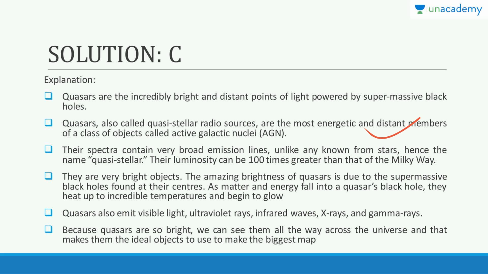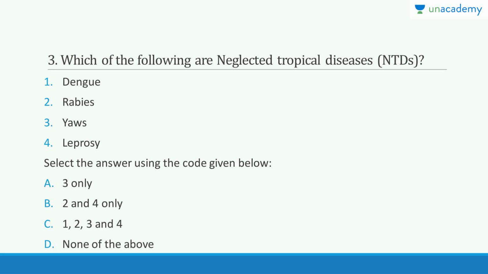They are very bright, and the brightness is due to the supermassive black holes found at their centers, and as matter and energy fall into the quasars, they heat up to an incredible temperature and begin to glow. They also emit visible, ultraviolet, infrared, X-rays and gamma rays.